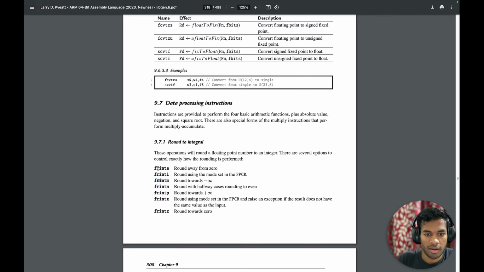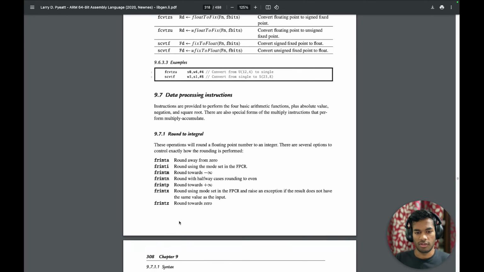What is FRINT? Round away, or round using the mode set in the floating point control register. M is minus infinity, N is to even, P is plus infinity, X is again round using the mode in the floating point control register and raise an exception if the result does not have the same value as the input. Z is round towards 0.